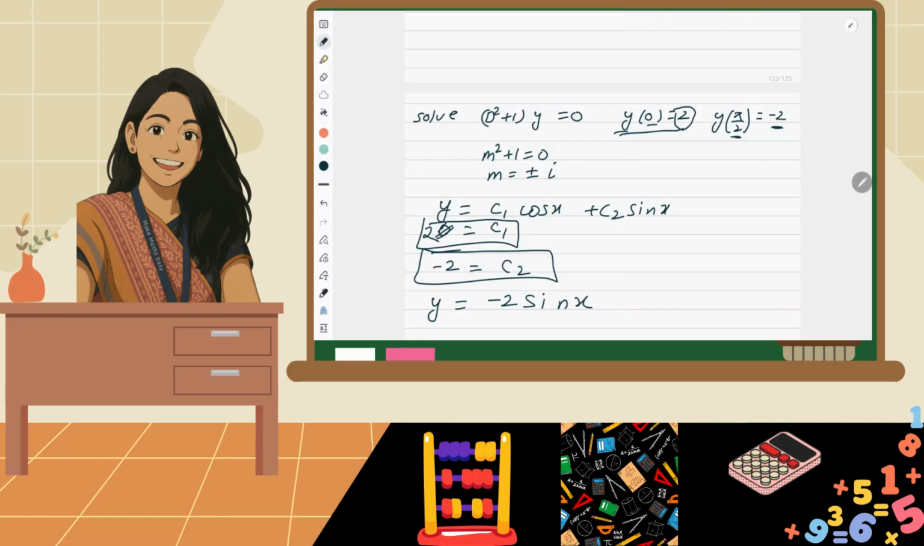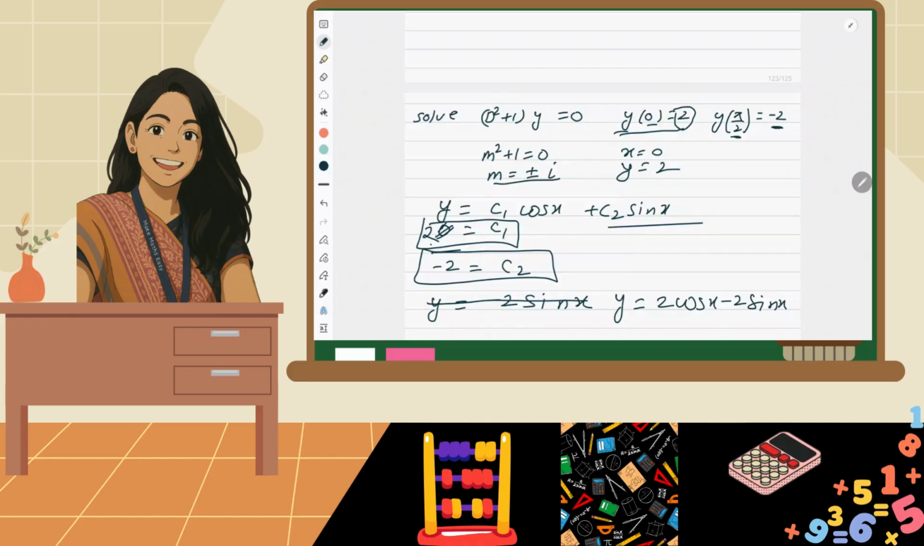Just listen to me again carefully. I got this as my complementary function. Now the first condition is given when x is equal to 0, y is equal to 2. So y is equal to 2 is equal to c1. Correct? And the second gives c2 equal to minus 2. Now substitute. So my answer will be y is equal to 2 cos x minus 2 sin x. Understood? So be careful about what is given exactly.